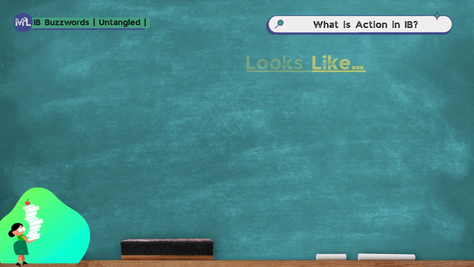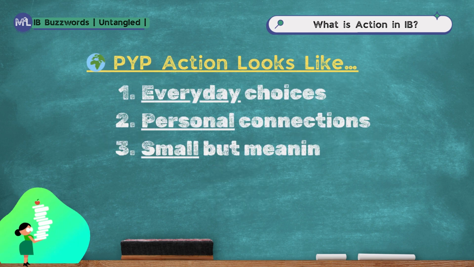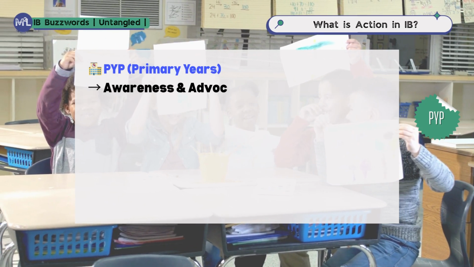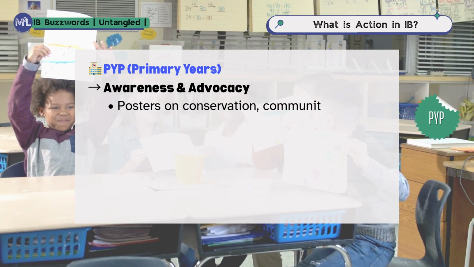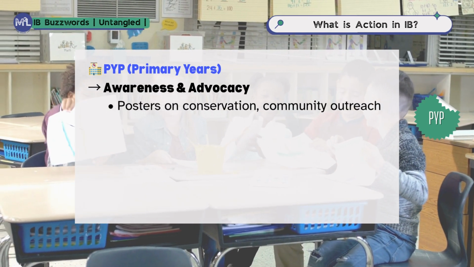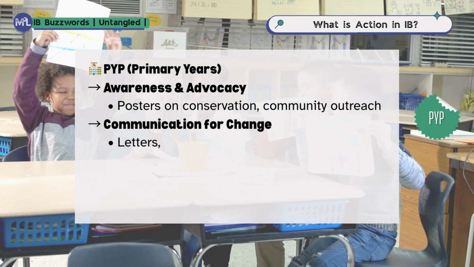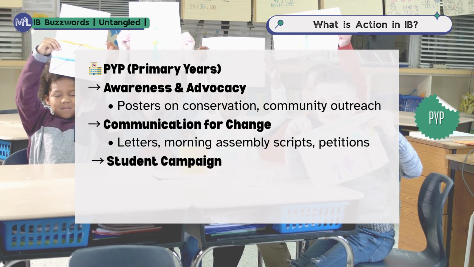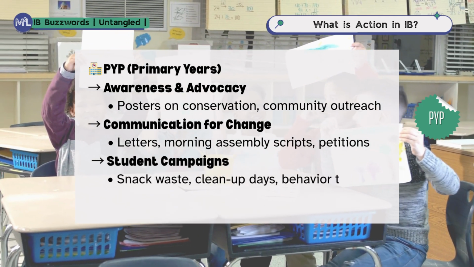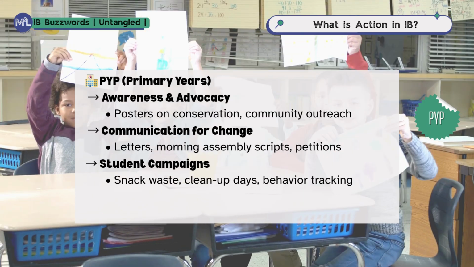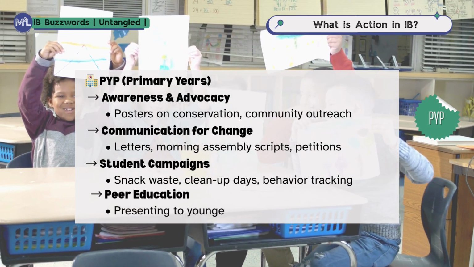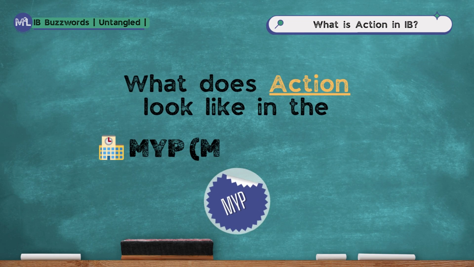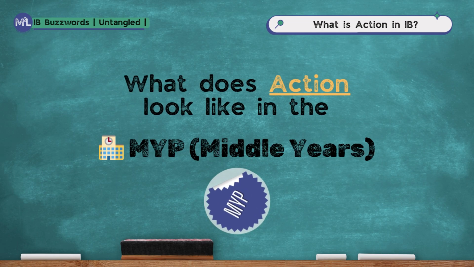In the Primary Years Programme, action often comes in the form of thoughtful, small-scale behaviors that emerge directly from what the students are learning. Students might create a water conservation poster campaign to raise awareness, or write persuasive letters to a city official after learning about community systems, or even start a snack waste campaign to reduce plastic use, or maybe teach a younger grade something they've just investigated. These aren't projects, they're student choices rooted in purpose.